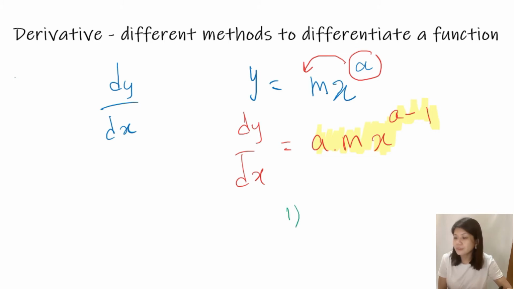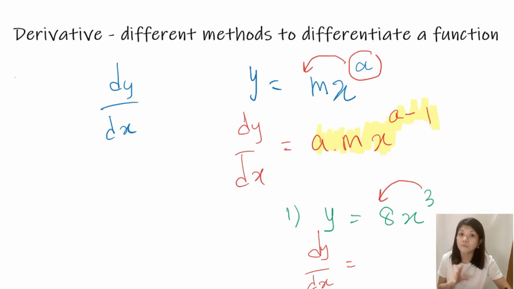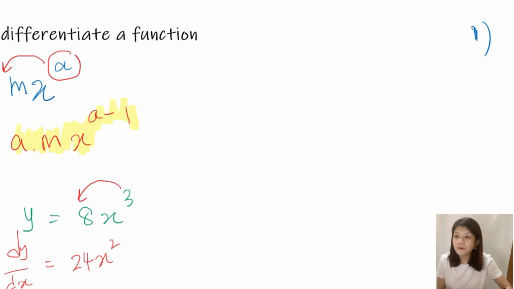Now let's try a few examples here. I'll give you a very simple function. Say y is equal to 8x to the power of 3. Now what is the differentiation? Using this formula that we have learned above, we know that we have to take the power down. So 3, bring it down to the 8. 3 multiplied by 8 is 24, and 3 decreased by 1 gives you 2. Simple, right?